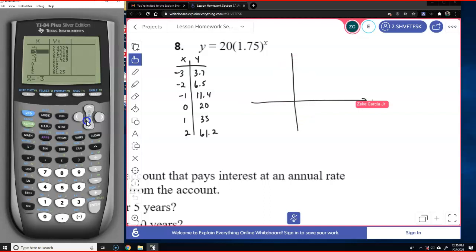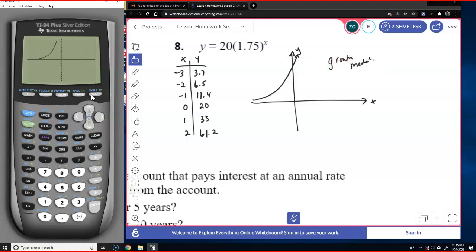If we draw the x-axis and we draw the y-axis, you notice just by looking at the graph here, this is a growth model. Okay, growth exponential model.